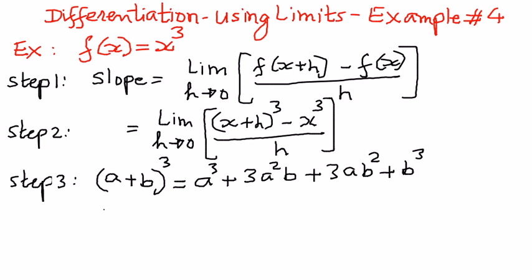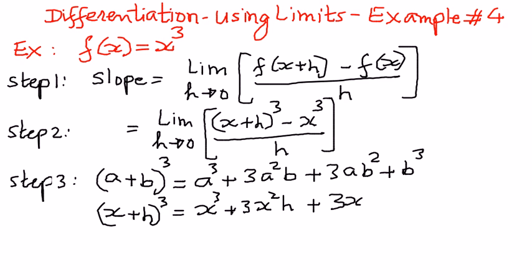In our problem, we have (x plus h), the whole thing raised to the power of 3. This is very similar to expanding (a plus b) raised to the power of 3. Here, instead of a, we have x, and instead of b, we have h. So we're going to write it in a similar fashion: x to the power of 3 plus 3 times x squared times h plus 3 times x times h squared plus h cubed. We write this expanded form in place of (x plus h) raised to the power of 3.